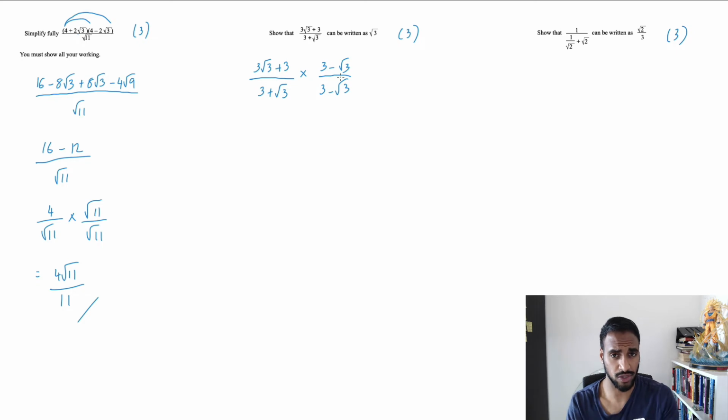You take the sign and you switch it. So when we do this, we're going to expand this bracket. So I'm going to say 3 root 3 times 3. So again, 3 times 3 is 9. So that's going to be 9 root 3.